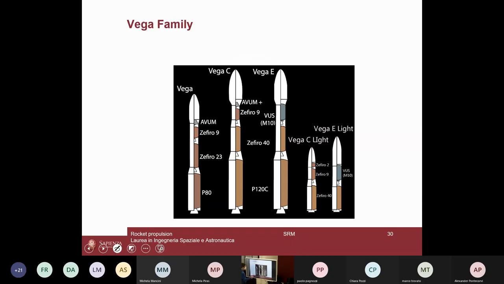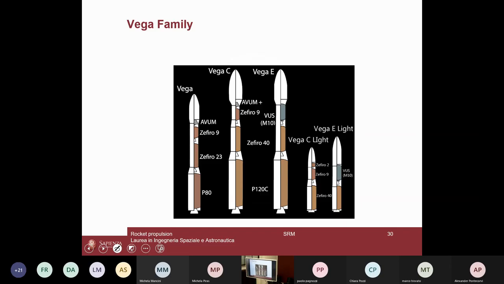So you see here different solid rocket motors in the Vega family. We have P80, Zefiro 23, Zefiro 9, P120C, Zefiro 40, Zefiro 9 again, and also they are combined in different ways, including a Zefiro 2 here, which is a smaller one, for a mini launcher that can be of interest.